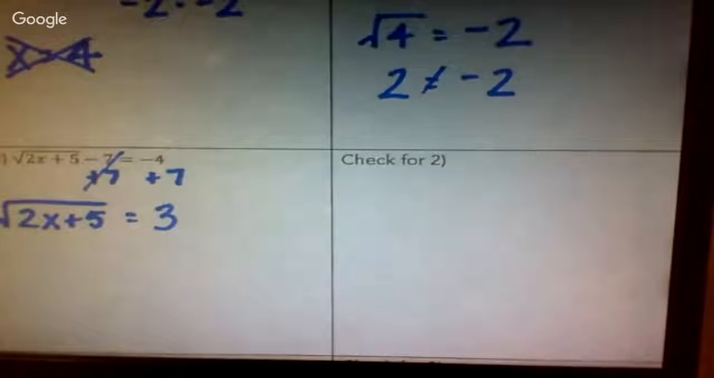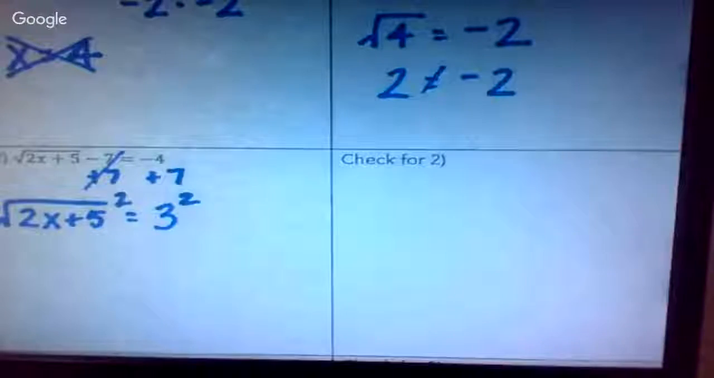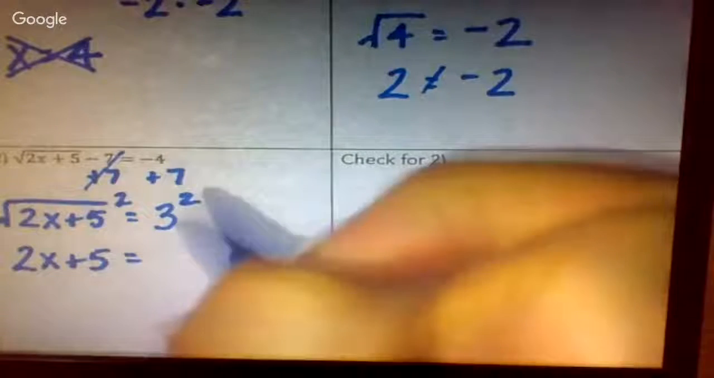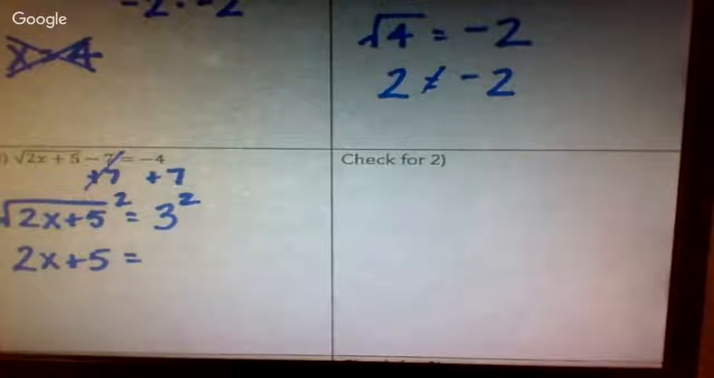Now, is my radical by itself? Yes, there's nothing on the outside of it. Don't worry about what's underneath of it right now. We just needed to get rid of everything on the outside. Once we do that, we square both sides. So we're left with 2x plus 5 equals, what's 3 squared? 9.